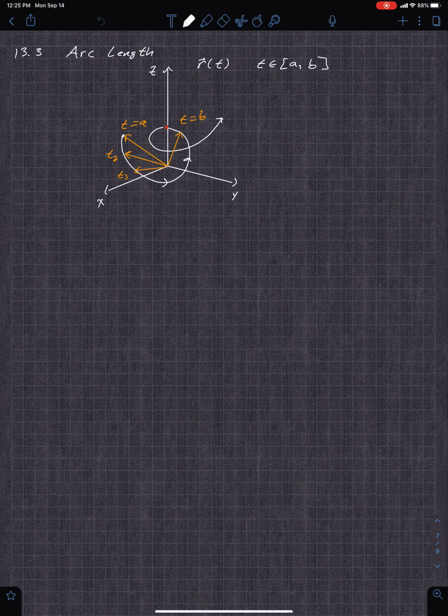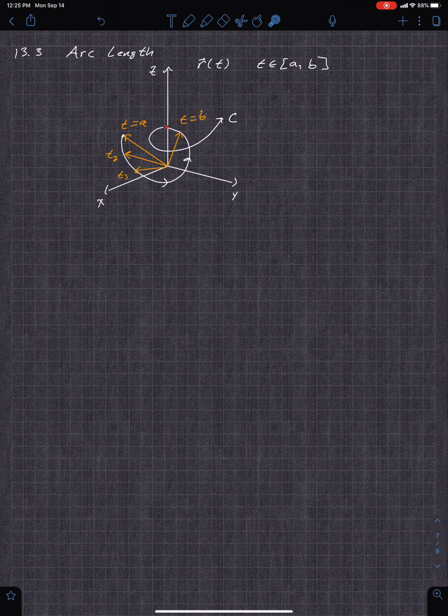So let's get started on 13.3 on arc length. Let's suppose r of t is our function that traces out that curve C on some interval. So t equals 1 might be here, then t equals a, and then t3, t4, and so it traces out this whole thing. So that's what our curve does.